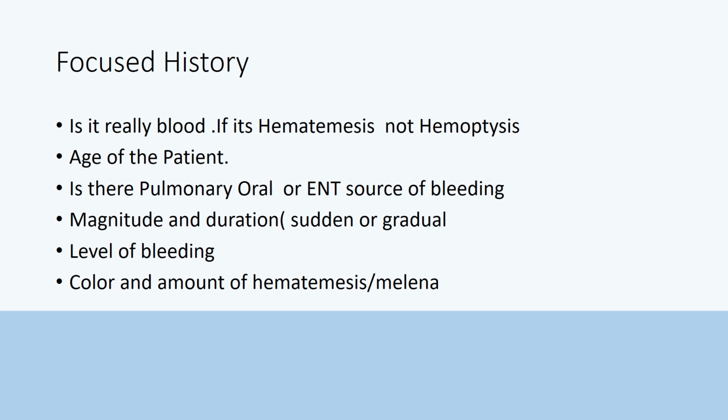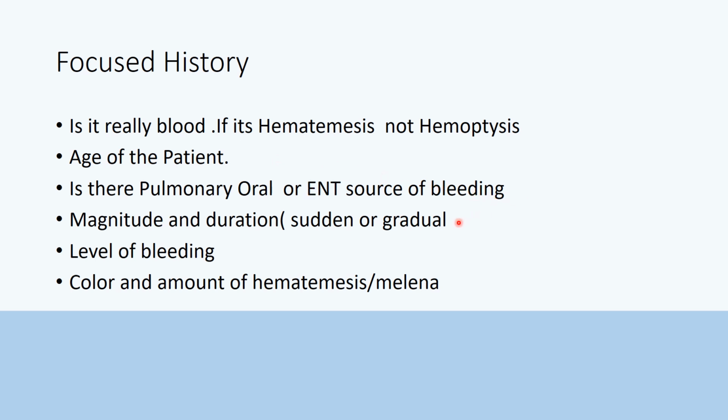Now, what we do once we get a patient with such bleeding episodes, we have to have a very focused history. Is it really bleed? We already talked about it earlier. Is it hematemesis? Is there anything else contributing to the color? Is it not hemoptysis? What is the age of the patient? Because we have looked into the list of the diseases age-wise. Any other source for this bleeding?